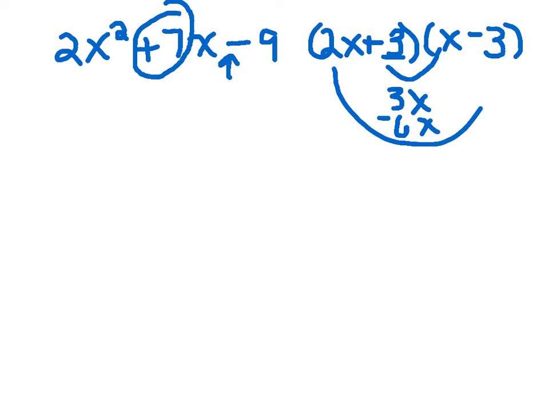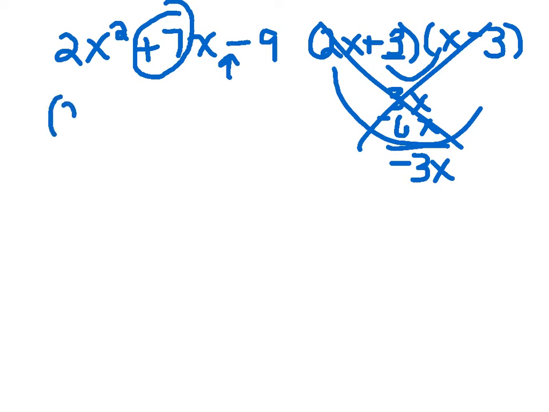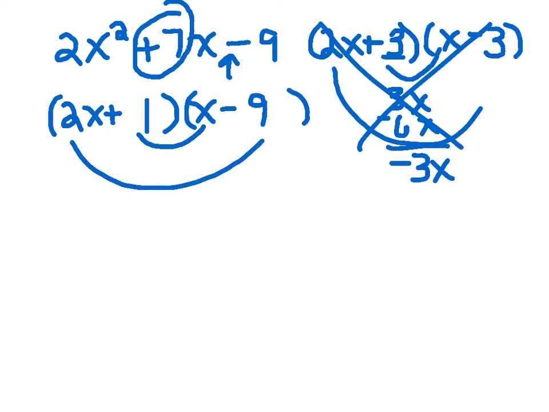Okay. So that actually is clearly not right, because it's not negative 3. Perhaps I was wrong. Let's try another guess. So we've done a guess. We've checked it. We still know it's going to be 2x and x. We know it's going to be plus and minus. And it's not 3 and 3, so it must be 1 and 9. Let's check this. There's positive 1 and negative 18x. Well, that still doesn't equal 7x, so that's not right.